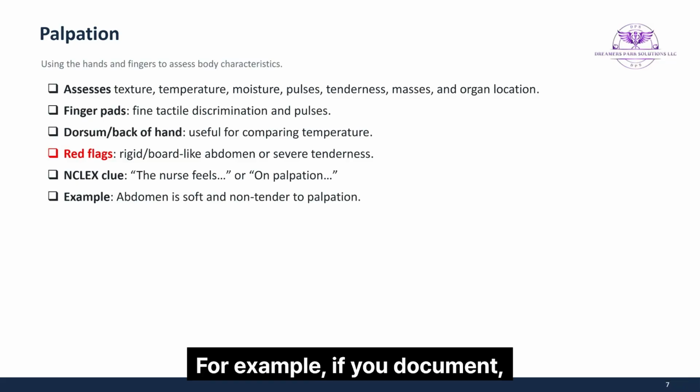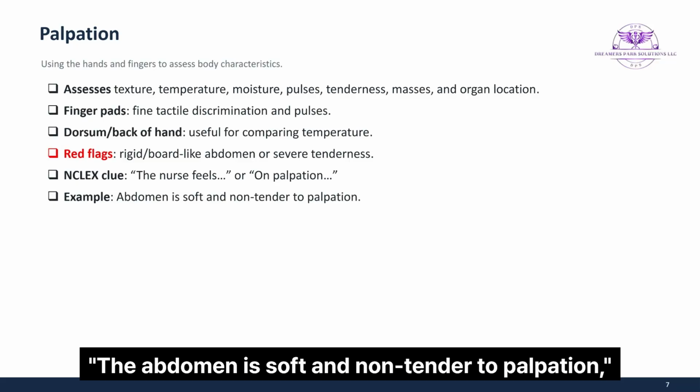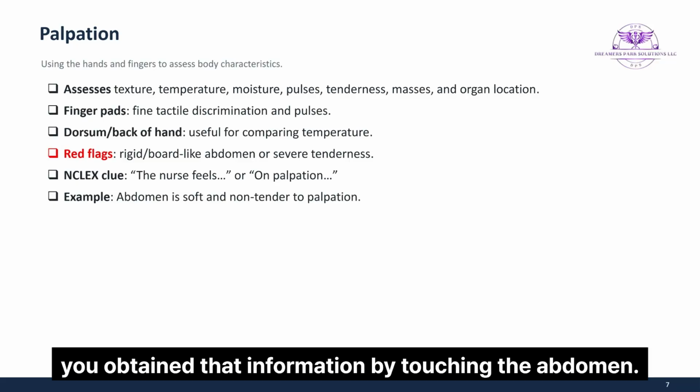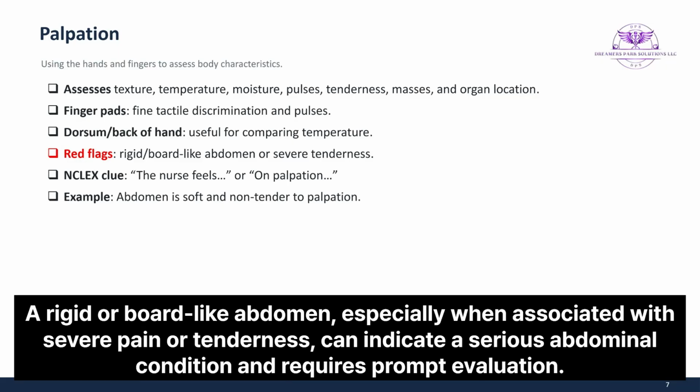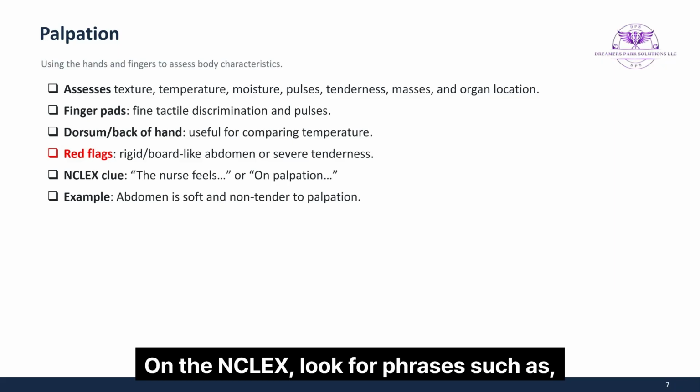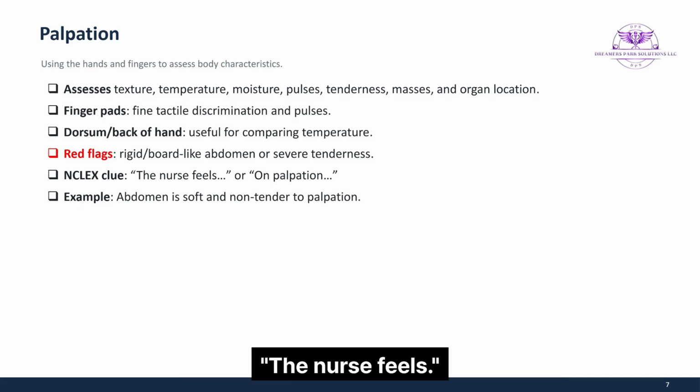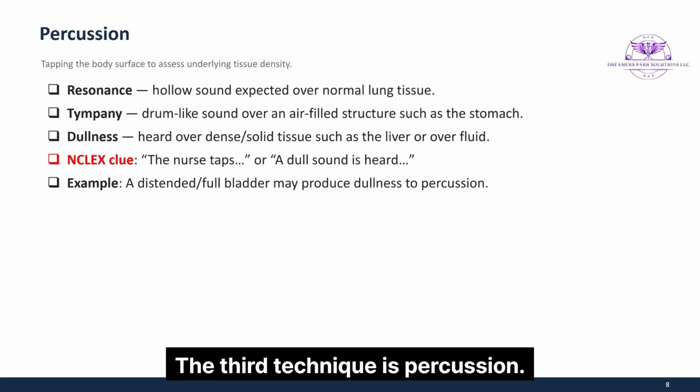For example, if you document, "the abdomen is soft and non-tender to palpation," you obtained that information by touching the abdomen. Be alert for significant abnormal findings. A rigid or board-like abdomen, especially when associated with severe pain or tenderness, can indicate a serious abdominal condition and requires prompt evaluation. On the NCLEX-RN, look for phrases such as, "the nurse feels," or, "on palpation." Remember, palpation equals touch. The third technique is percussion.